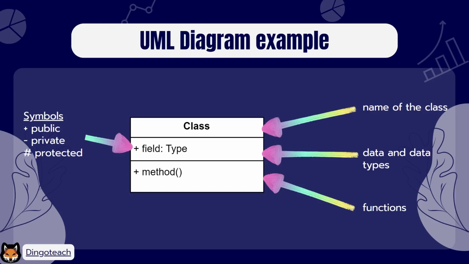Okay, and the only other thing I didn't explain is where it says field and then colon type. Type is literally, what is the data type? Integer, string, float, Boolean, date time, all those kind of things.